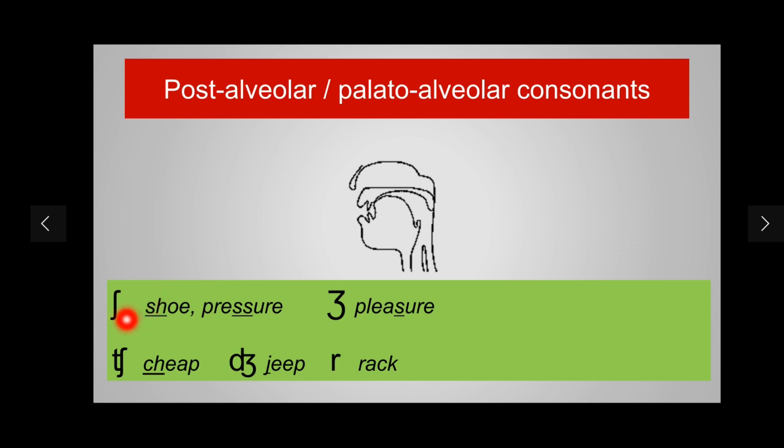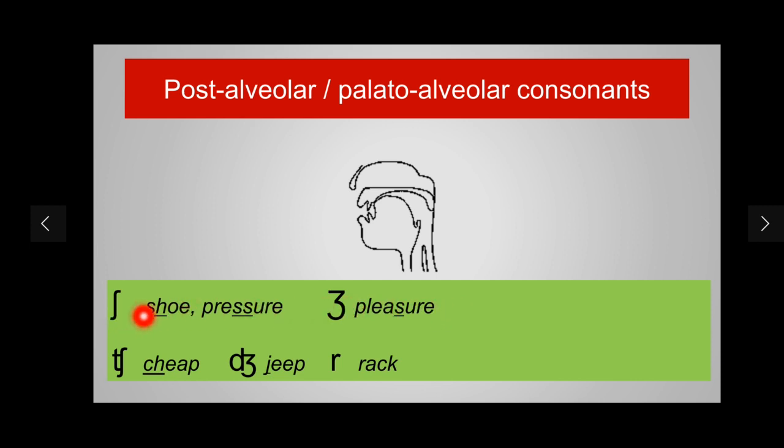So we have sh and zh. By place of articulation, these sounds are called post-alveolar. By manner, they are called fricative. By voicing, the first one is voiceless, like shoe and pressure. The second one is a voiced one, like pleasure. Not player, as most people pronounce it, or as old professors and teachers pronounce it. It's not player, it is pleasure. Not treasure, it is treasure.